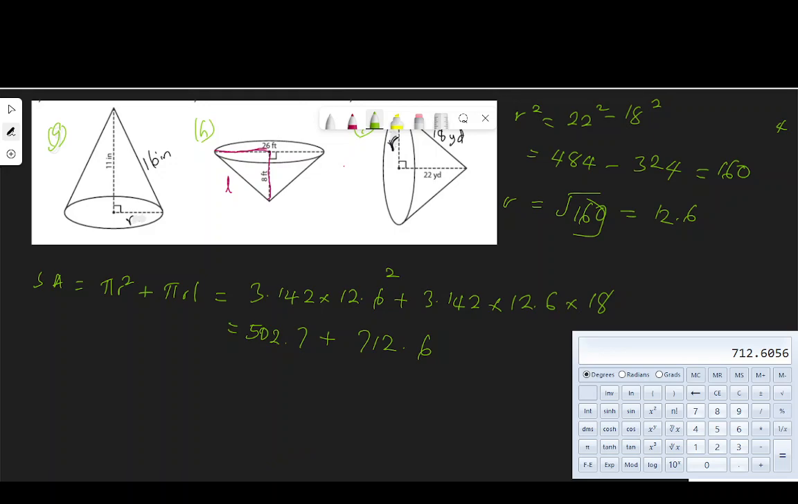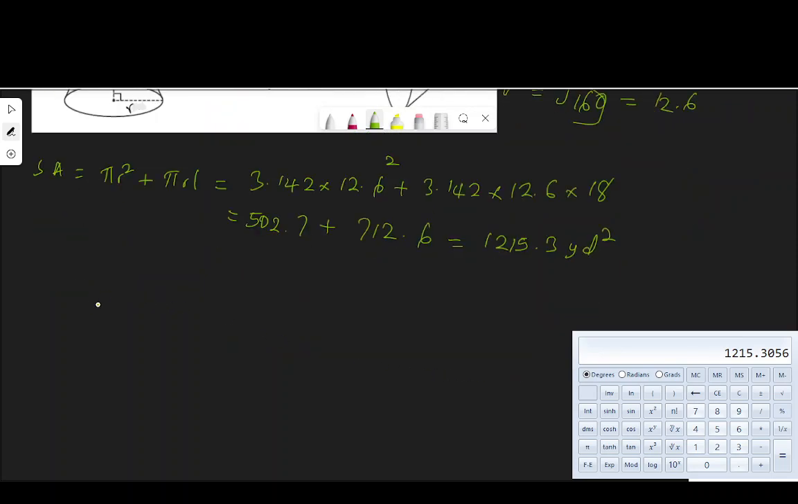Let's add them up: 712.6 plus 502.7 is 1215.3 yards squared.